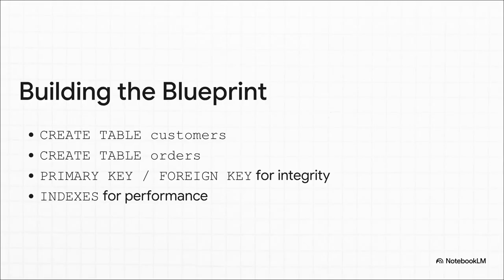So how do we enforce all this structure? Well, we build a strict blueprint from the very beginning. Using SQL commands like create table, we define every single column. Then we link tables together with primary and foreign keys. This is what guarantees that, for example, you can't have an order without a real customer. And finally, we add indexes, which are basically like the index in the back of a textbook, making it incredibly fast to find what you're looking for, even in millions of rows.